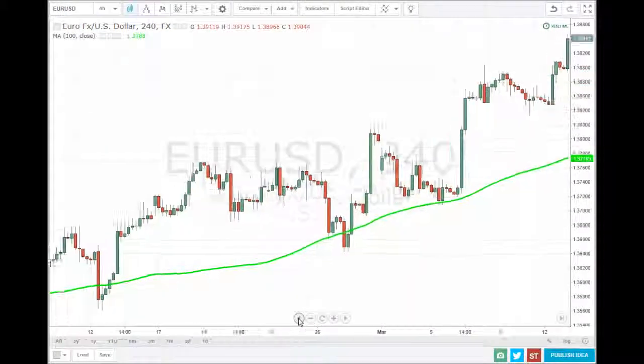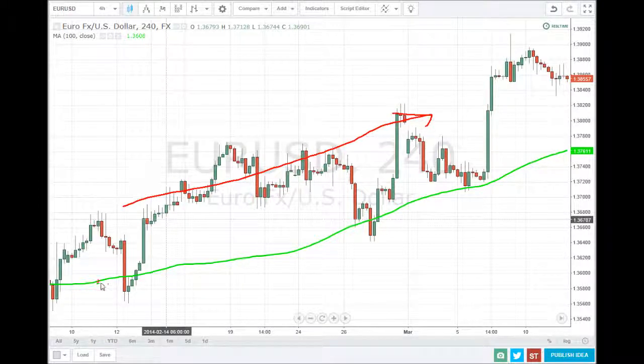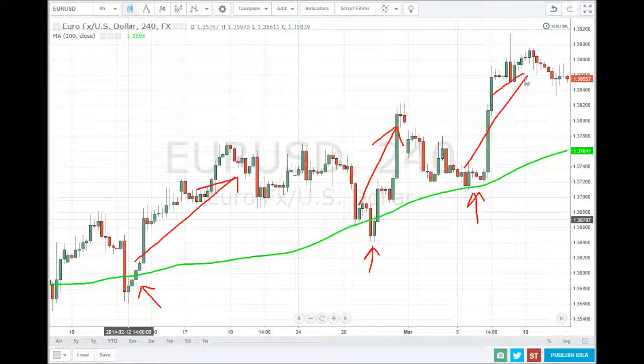So we have this moving average set at 100, price is clearly uptrending, it's going in an upwards direction, and each time this moving average is hit, price bounces and shoots on the upside. So we have a bounce here, a second bounce and a third bounce. Each time price came down to the moving average, we could have looked for signals to go long and profited as price went on the upside.